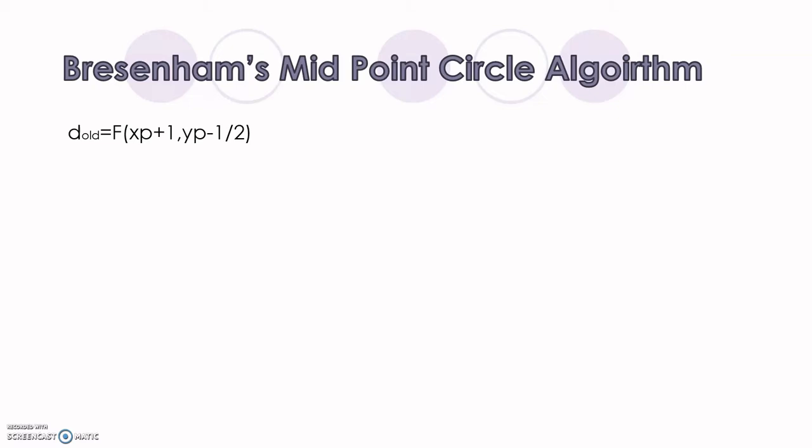That point M is situated at xp plus 1 and yp minus half. So this can be rewritten as xp plus 1 whole square plus yp minus half whole square minus r square. That is, we are giving the midpoint to the function f of x, y. Okay. Now let's move on to case 1.